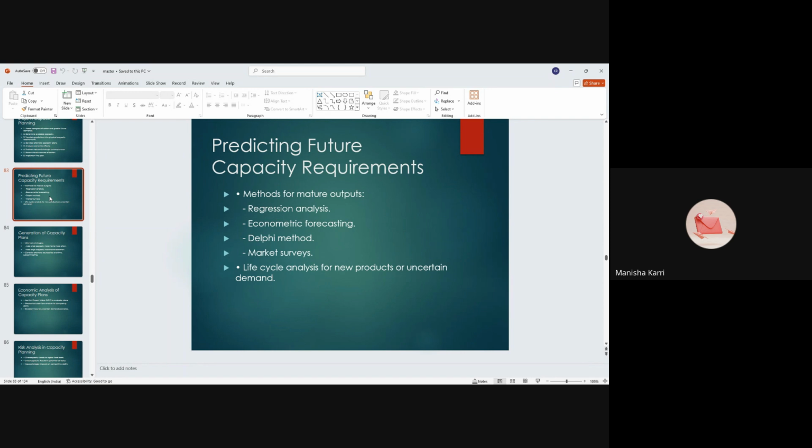These approaches are beneficial when demand is influenced by economic trends, as they incorporate various external factors into the predictions.